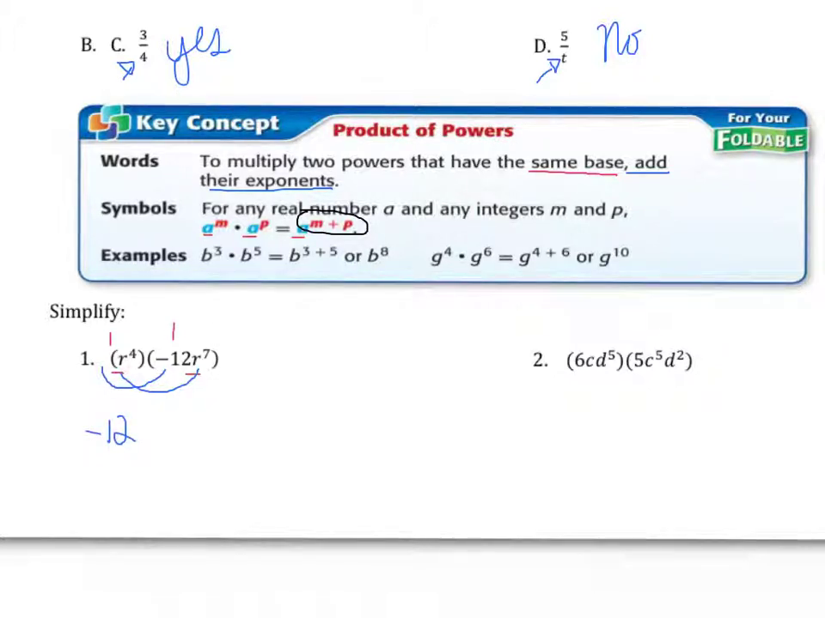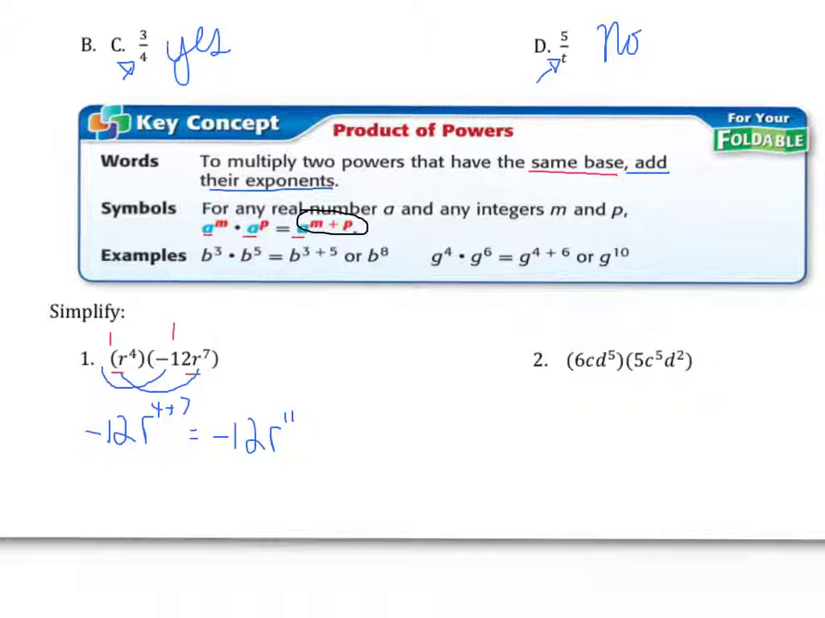And then r to the 4th times r to the 7th, we're going to add the exponents together, and we will end up getting negative 12 r to the 11th, because 4 plus 7 is 11. Okay, so let's take a look at our next example.